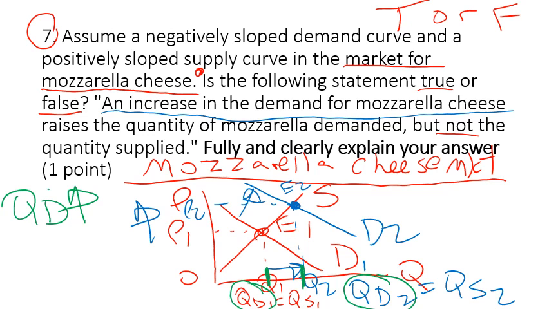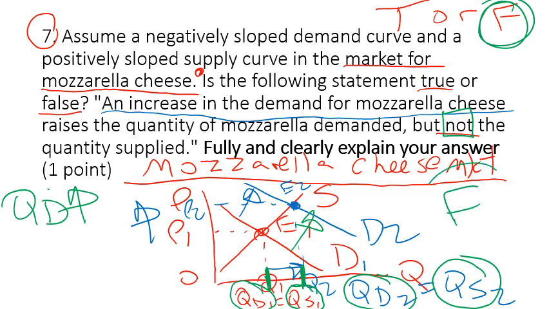Now the second part of the statement, but not the quantity supplied. So what you're being told here is that quantity supplied does not increase. Well, is that true or false? Well, that's very false, because we see that when demand increases, not only does QD increase from QD1 to QD2, but QS also increases from QS1 to QS2. So the statement is false. Both QD and QS increase.